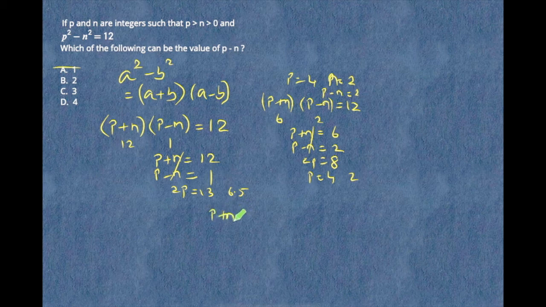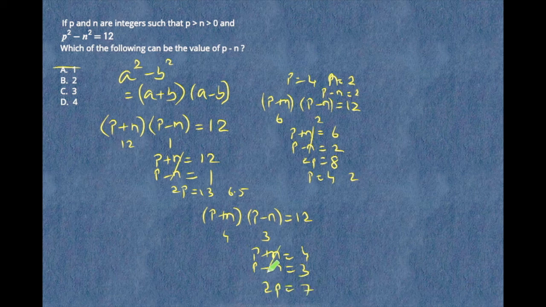p plus n times p minus n equals 12. Now p minus n is 3. So that's the case. p plus n should be 4. So when we add p plus n equals 4 and p minus n equals 3, 2p will be equal to 7. Again, p will be a decimal, so we cannot have that.